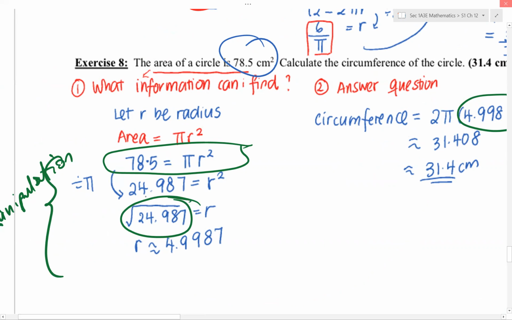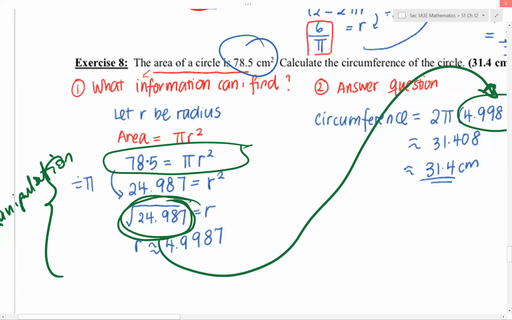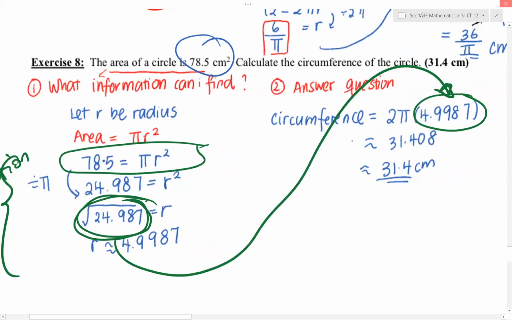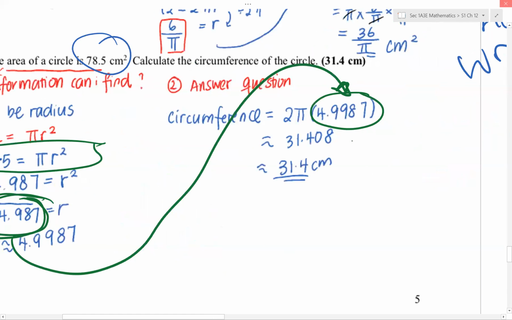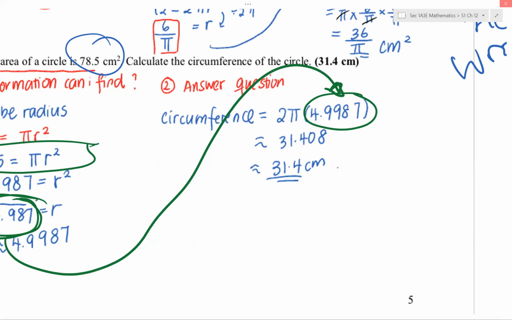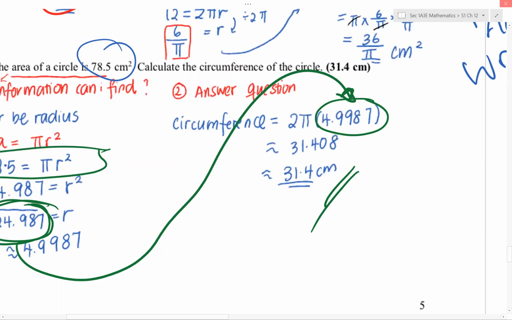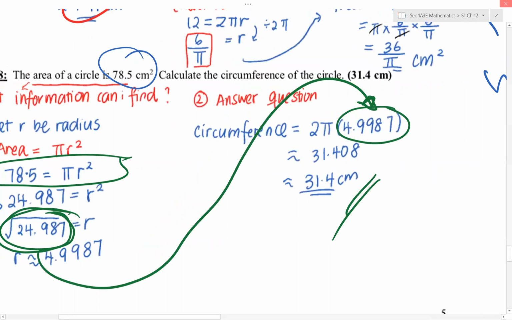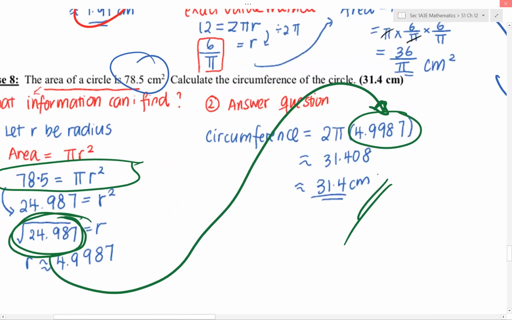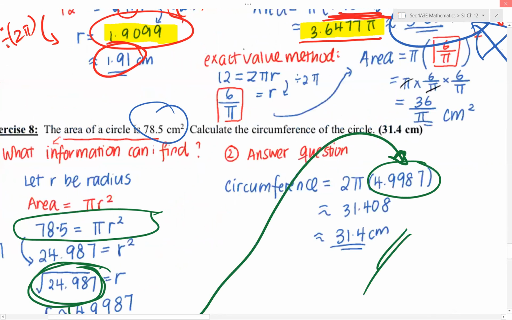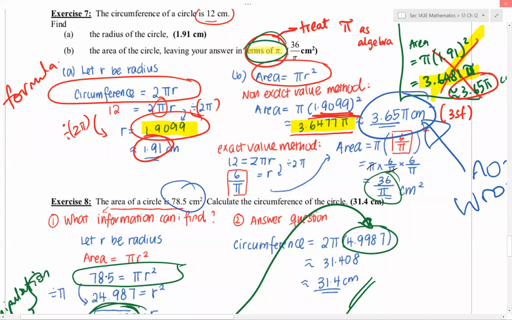So if we had left it as square root 24.987 and you place it inside here, your answer would be exact. But in terms of square root, well, we don't want the square root, so you have no choice but to still eventually give us 3SF. Okay? You are expected to, by default, round it off to 3SF if the answer is not exact. So why is it that in exercise 7, we left it as exact? Because they said leave it in terms of pi. That's how it is possible to leave it as an exact value.